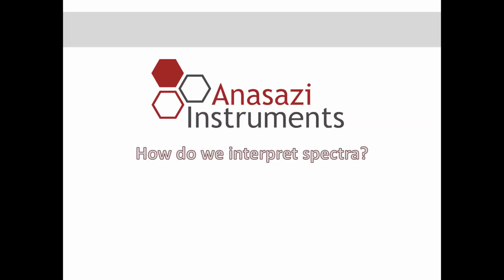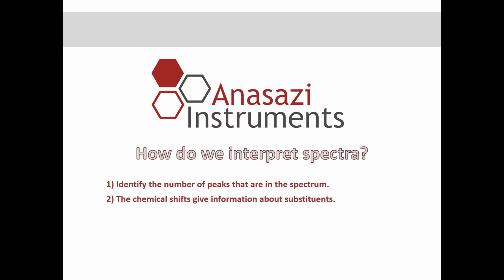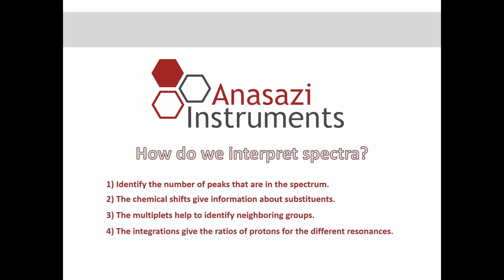So how do we use this information to interpret spectra going forward? We're going to identify the number of peaks that are in a spectrum. The information about their chemical shifts is going to tell us what type of substituents there are, whether they're alkyl groups, benzene, nitrogen. The multiplets that we see are going to help us identify which peaks are next to each other, and the integrations are going to give us the ratios of all the protons in the molecule so that we can come up with a good structure.